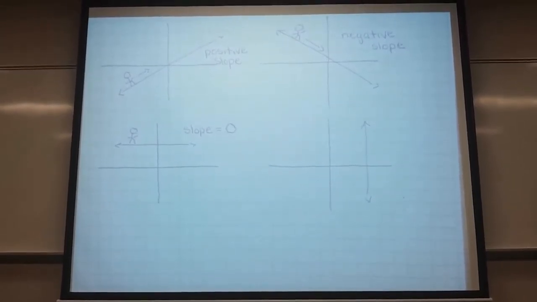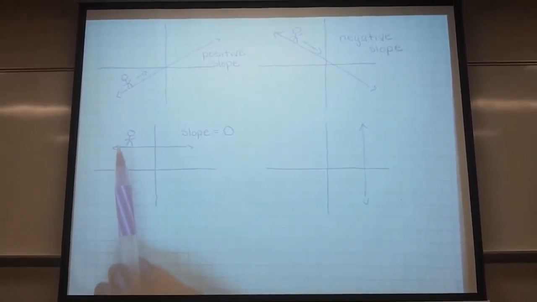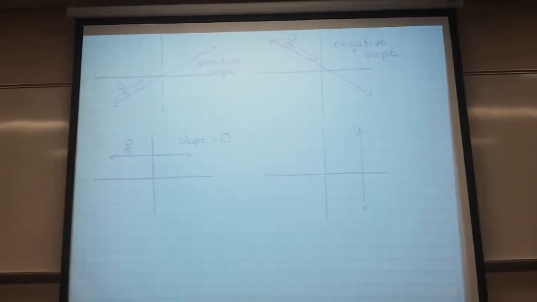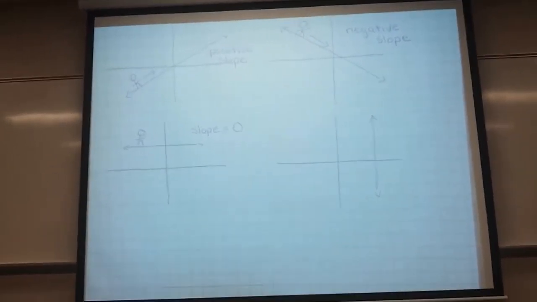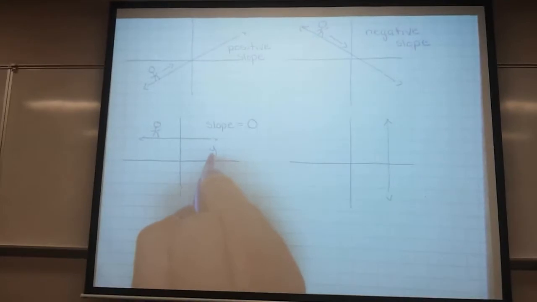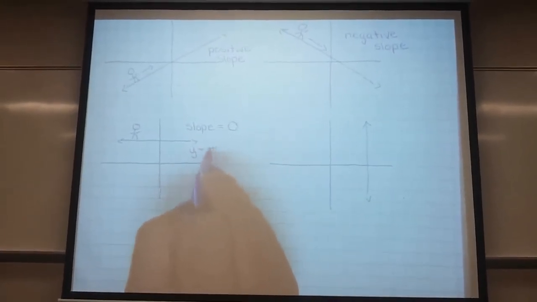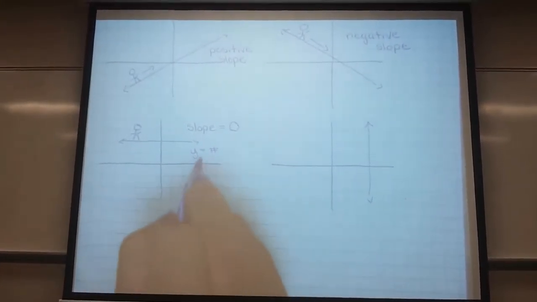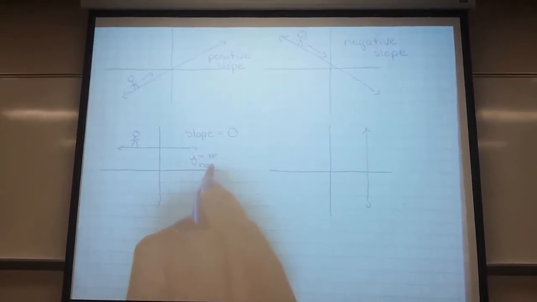Now, let's take it a little step further. What axis is this line going through? Y. So anytime you see y equals some number, it doesn't matter what number it is, you know it's a horizontal line.